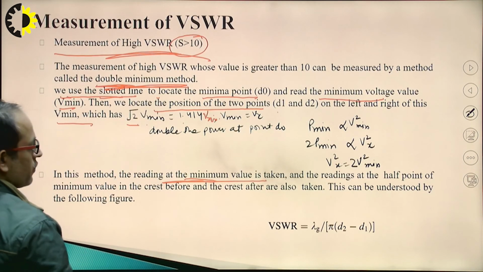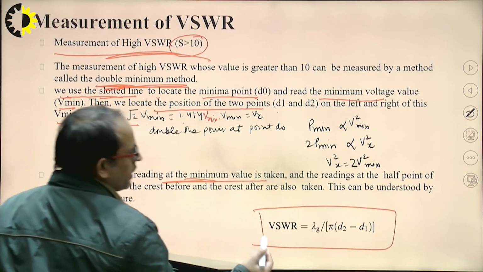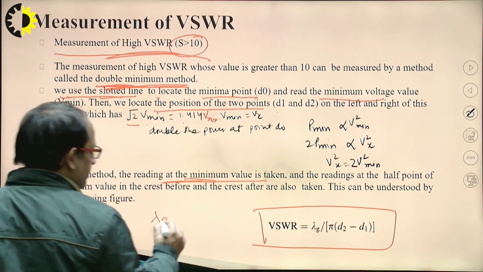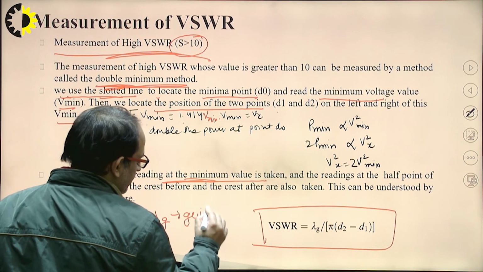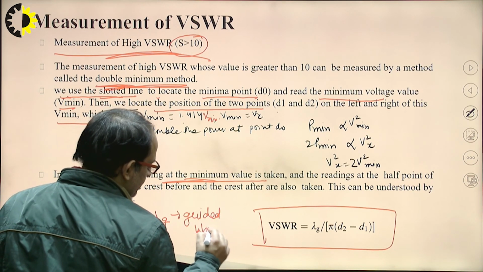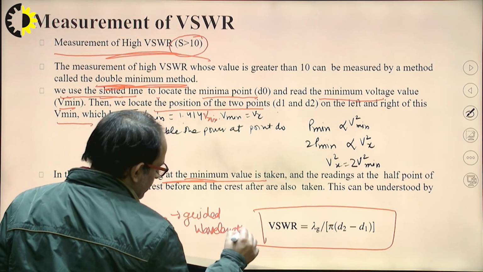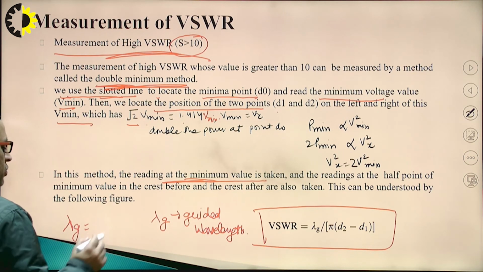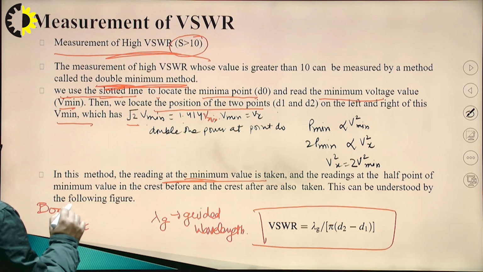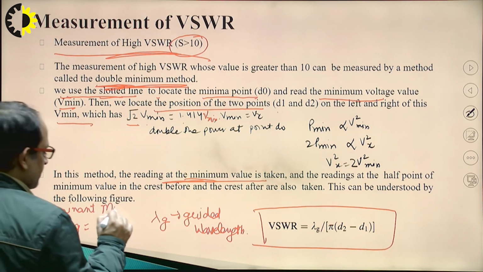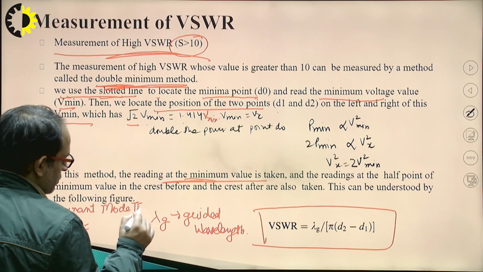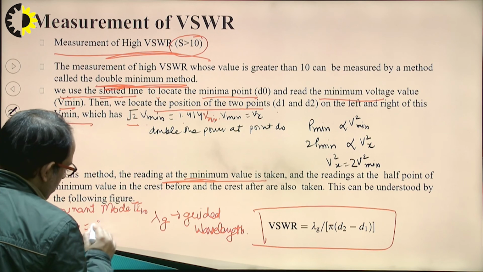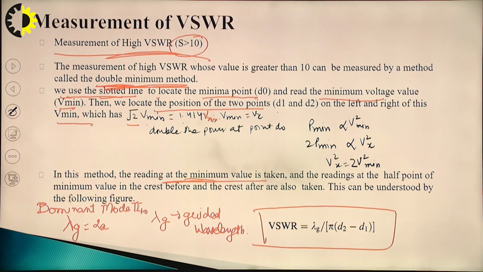So therefore VSWR will be equal to what? Lambda G upon pi into D2 minus D1, and lambda G is equal to what? Guided wavelength. And this guided wavelength will be equal to, for the dominant mode TE10, 2A. Clear?